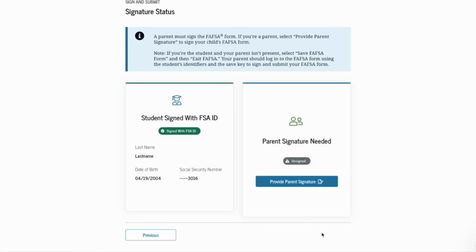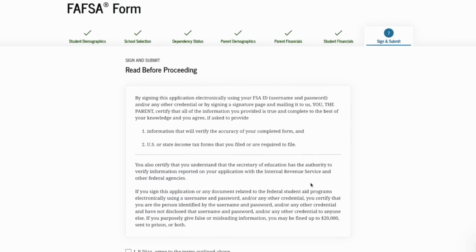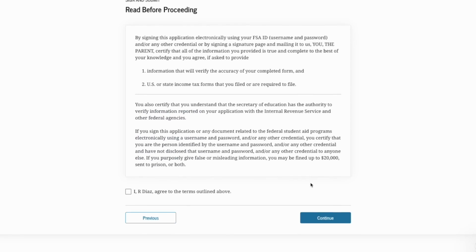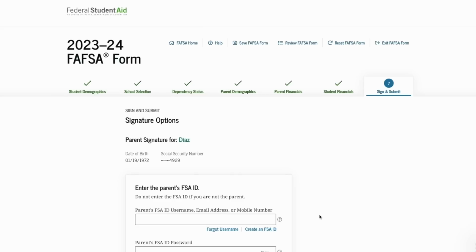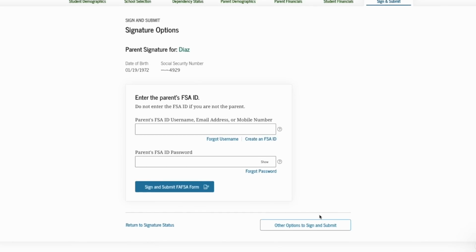At this point, I'm logged in as a student. It's going to ask for a parent signature to finalize the application and have the application complete and submitted. So if we want to provide a parent signature now, we can click on this button and have our parent read the terms of submitting the application, agree to those terms, and hit continue. And then it will ask the parent to log in with their FSA ID and password. And once they've logged in and hit sign and submit, the application will be signed and submitted.